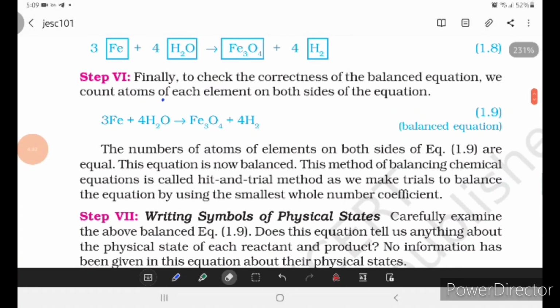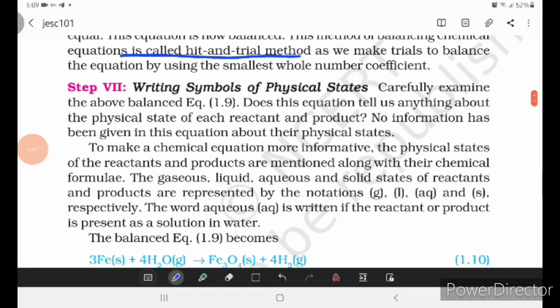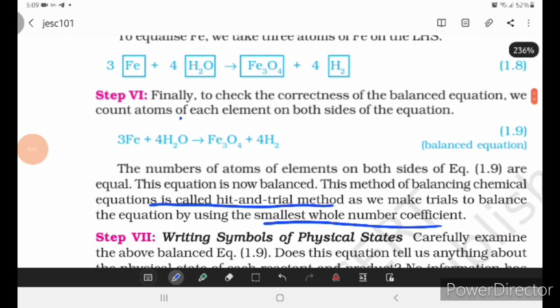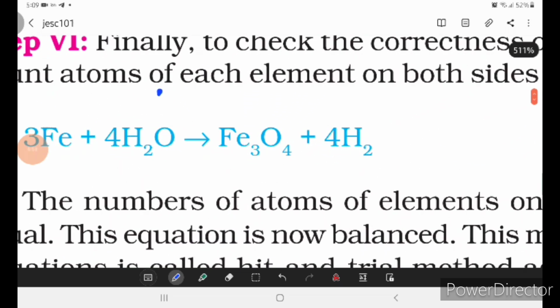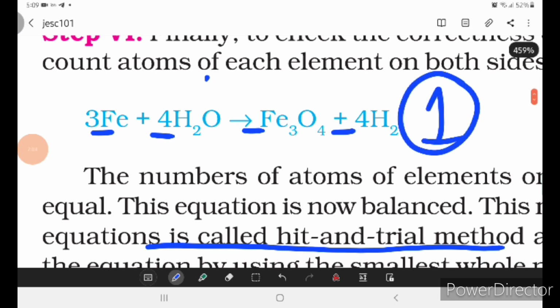This equation is now balanced, and this method of balancing the chemical reactions is known as the hit and trial method, as we make trials to balance the given equation by using the smallest whole number coefficient. And another thing we need to remember is that the equation should be in the smallest whole number coefficient. Smallest, that means there should be no common factor between the coefficients in the reaction. Only the common factor should be 1. Other than 1, there should be no.